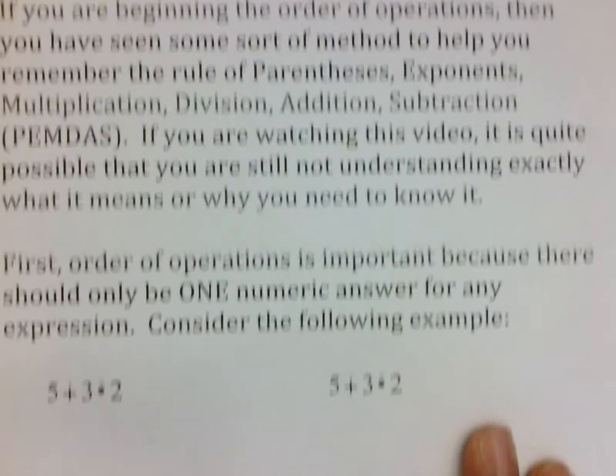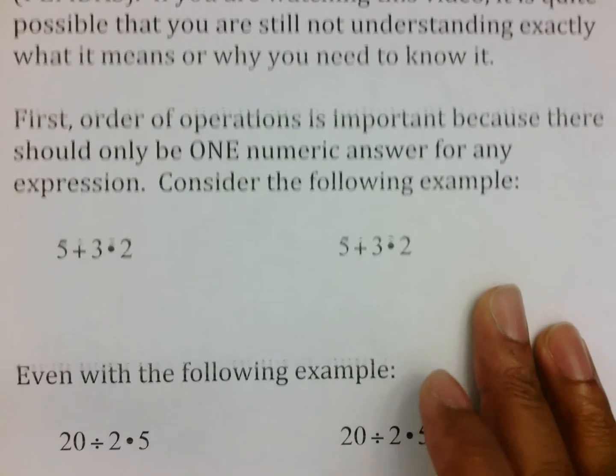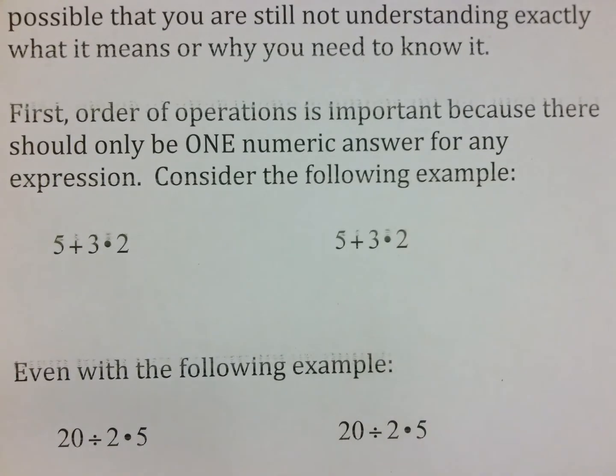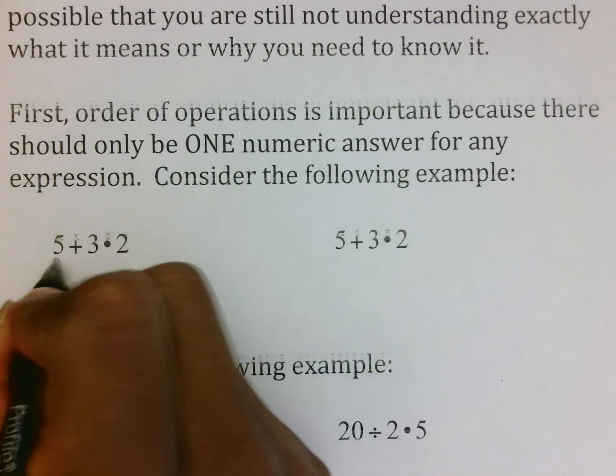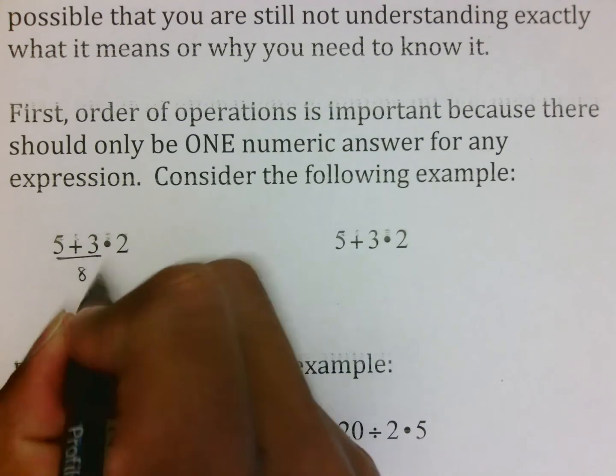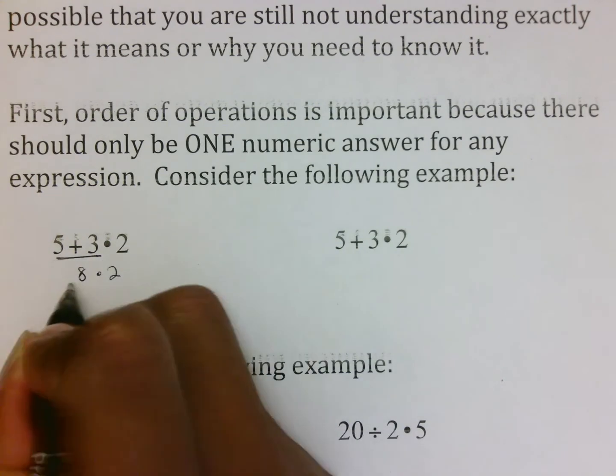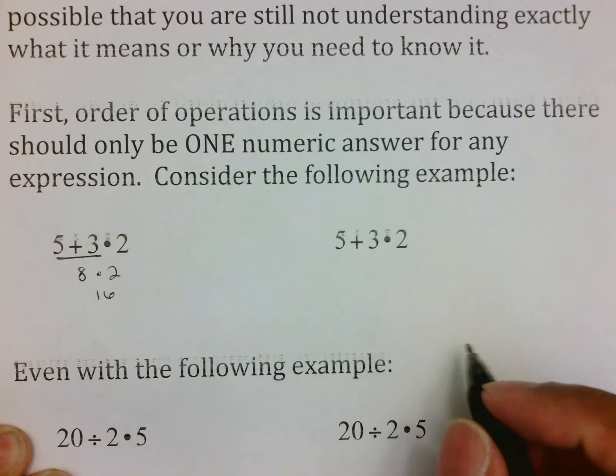to know it. First, you need to understand that the order of operations is important because there should only be one numeric answer for any expression. So if we look at this example here, pause and replay the video if you don't understand certain things, or raise your hand and ask me, but for the most part just follow along, and there's really not much to write. But just looking at this, if I was to do 5 plus 3 first, I would turn that into 8 times 2, which is 16.